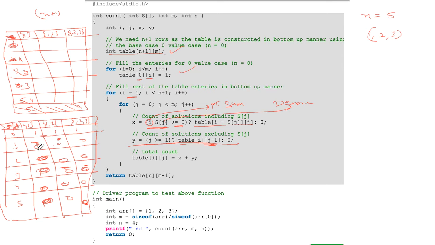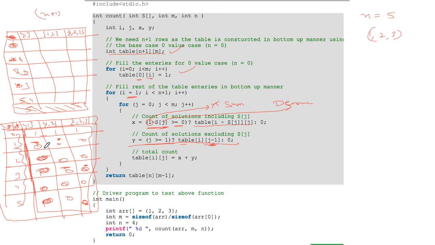So here j is greater than or equal to 1, so table of this thing. Sorry, this is my table, not this. These are the columns; these are just for our representation. The table is just this much. And we are filling this one.